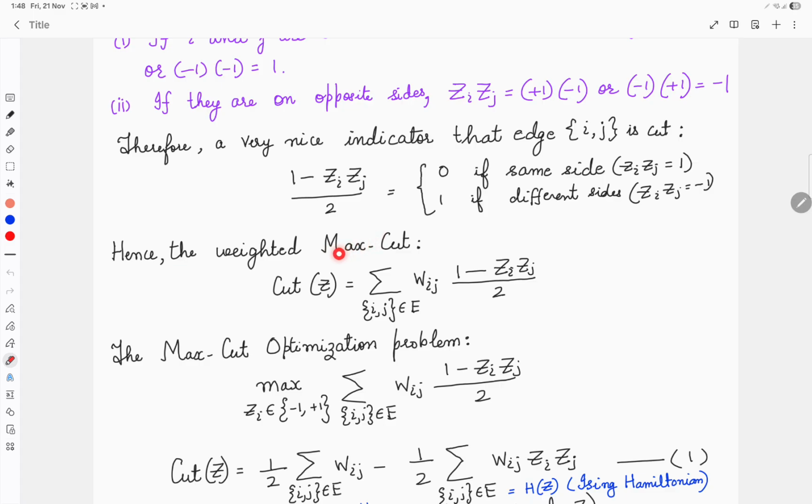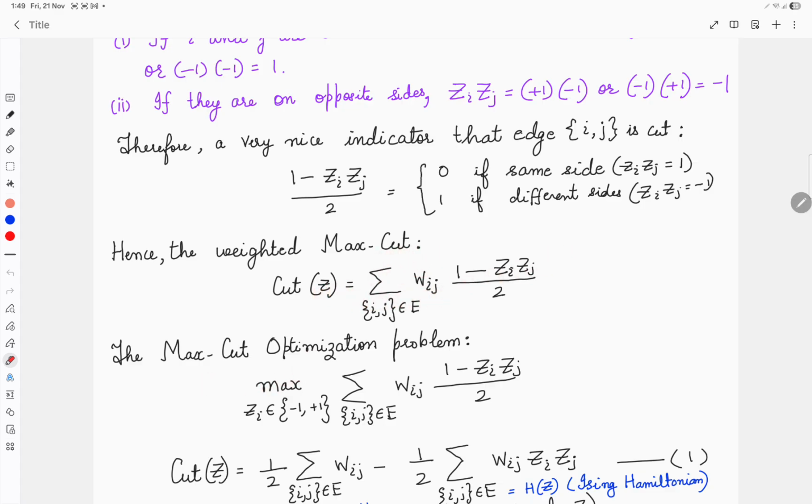So hence the weighted MaxCut solution will be: first we will find out the cut z. This was our indicator function times the weight of that edge, so this will give me a weight. And what is our MaxCut optimization problem? We have to maximize this cut value. When this summation of the individual cuts of the edges is maximum, that cut will be called the MaxCut, right? So cut z will give me the weights of all the cuts, right?